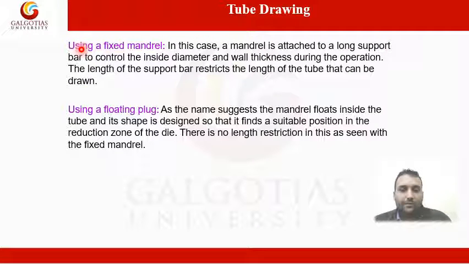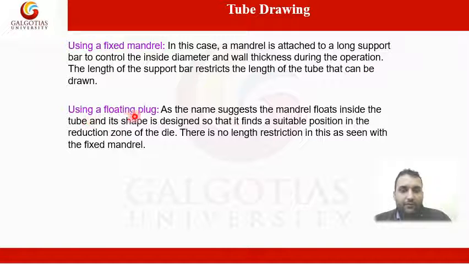It continues from the last slide. There are two types of mandrel. One is the fixed mandrel, and the second is the floating plug or floating mandrel. In the case of a fixed mandrel, the mandrel is attached to a long support bar to control the inside diameter and wall thickness during the operation. The length of the support bar restricts the length of tube that can be drawn.